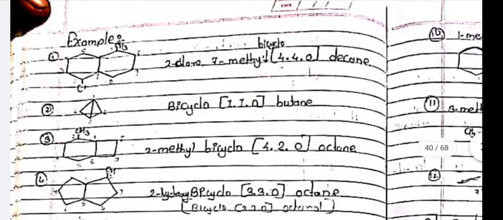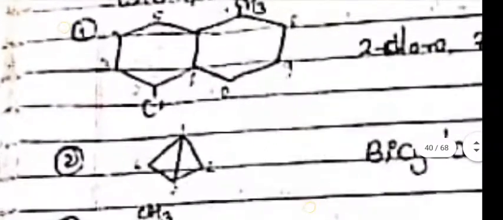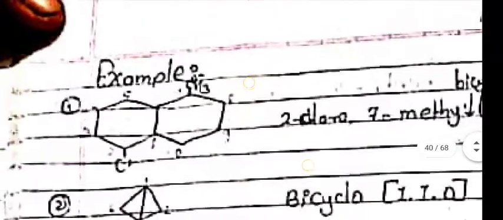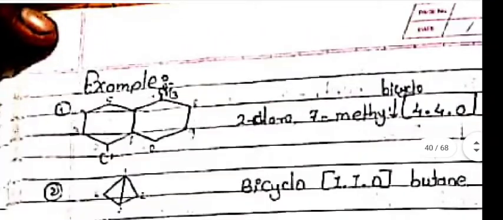This is a bicyclo compound. So first write down the word bicyclo, followed by a square bracket. In the square bracket we write the number of carbon atoms in descending order, and these numbers are separated by dots, not commas.